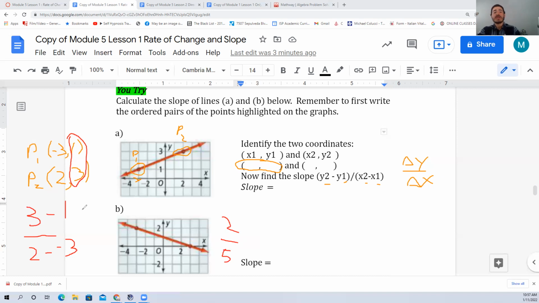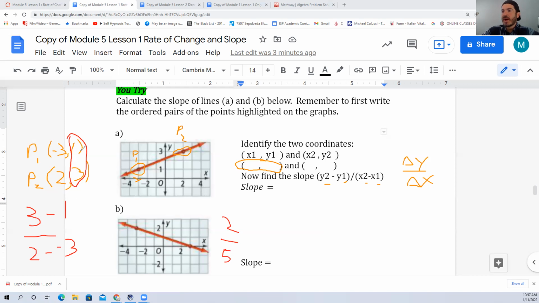Now, it doesn't matter which point you label the first point and which point you label the second point, as long as the coordinates are lined up vertically. So if you see how here's the 2 and here's the 3, notice here's the 2 and the 3 is right on top of it. Here's my negative 3 and here's my 1 right on top of it, okay? As long as it's consistent, you can label whatever point you want P sub 2 and P sub 1. And I'll show you how that math works out.